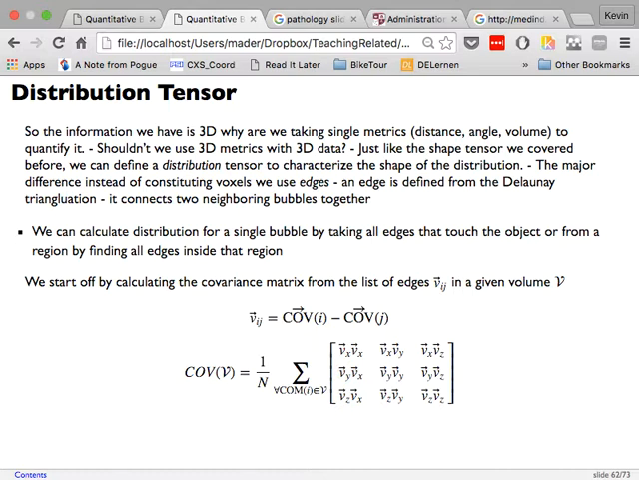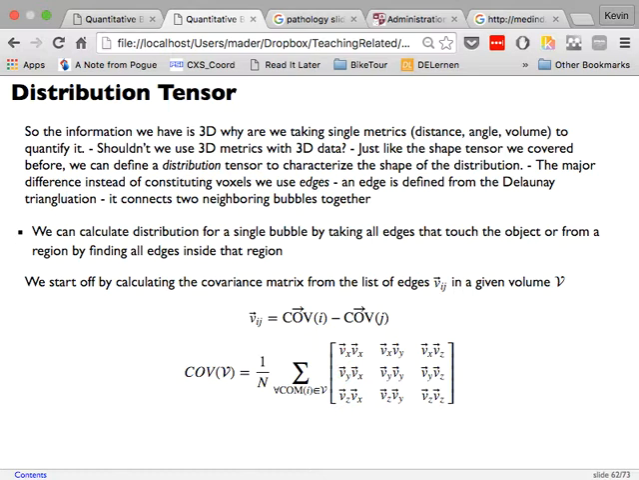And when you do the Voronoi tessellation in 3D, you now have this volume. So rather than having a personal area, you have a personal volume around each one of these points. And what the distribution tensor allows us to do is to characterize what this volume looks like, the same way that we did for the shape. And so it's kind of the analog of the shape tensor in the distribution space.